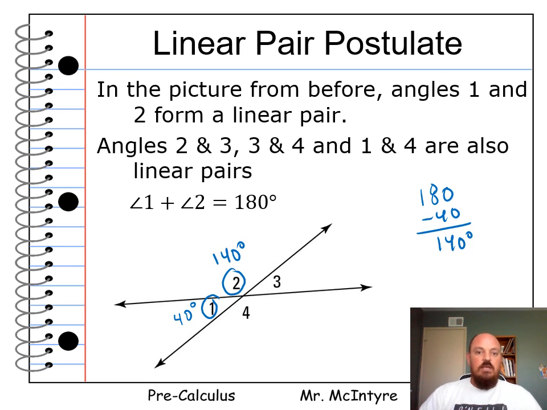Just to finish this up, in the picture, angle 1 plus angle 2 equals 180. That's how I knew the second angle was 140, by subtracting. And then angles 3 and 4 are the same, and sort of all the other linear pairs I gave you.